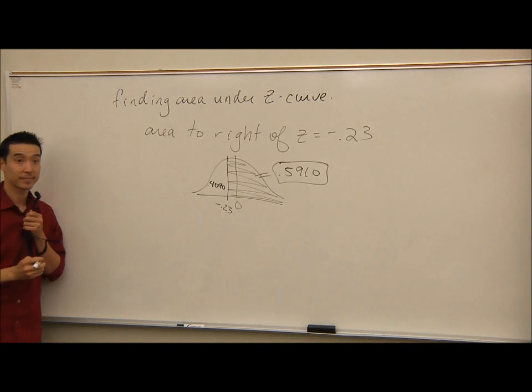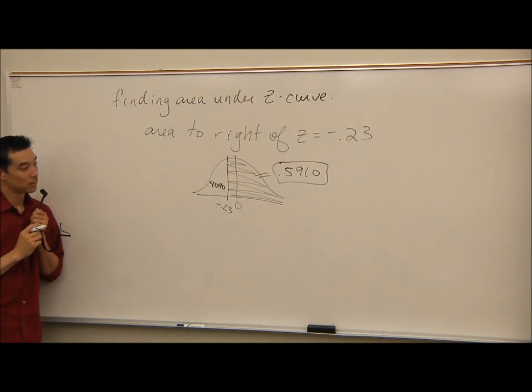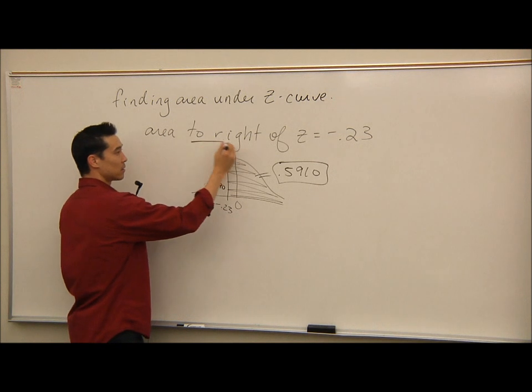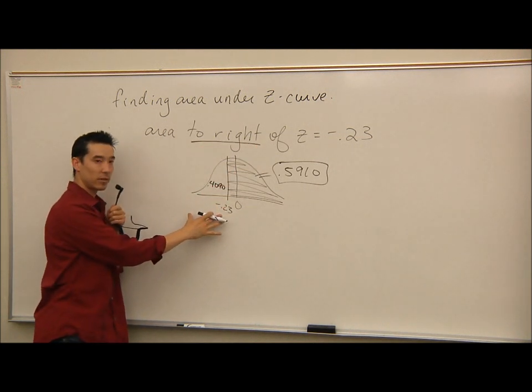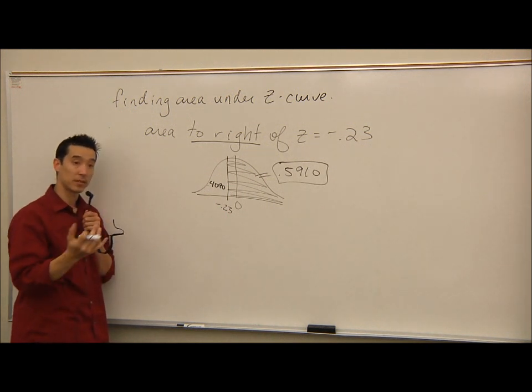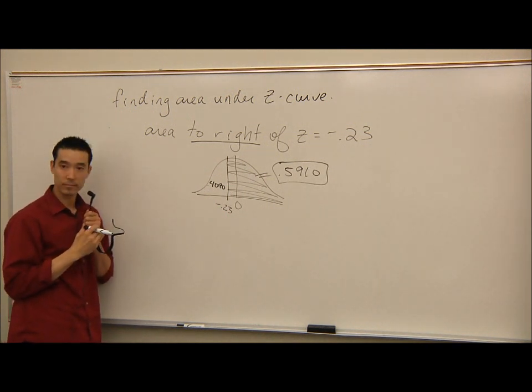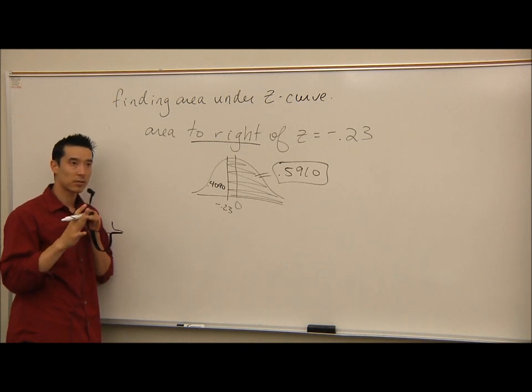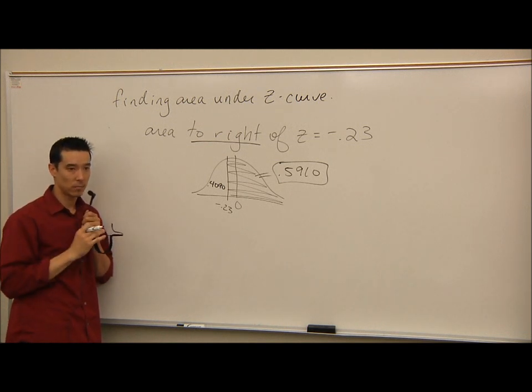Question? Would it have been faster if you had just done 0.23? Yeah, probably. But I wanted area to the right. So if you look up negative 0.23, it gives you .4090, which is area to the left. You just do the positive 0.23? Oh, you mean the opposite? Yeah, sure. You could do that too, using symmetry. So there's not one way to do this. You could do it a bunch of ways, but whatever's easiest and makes most sense to you.